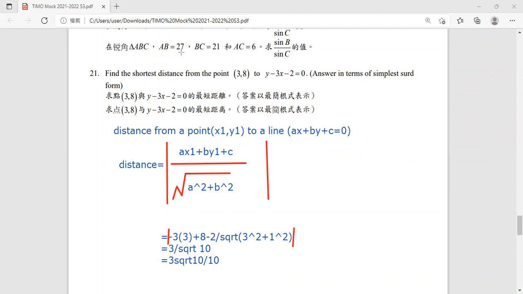Now that will be okay. The method. Don't worry about the answer, just go to the method. You got the method and you got the answer. Okay, 22.